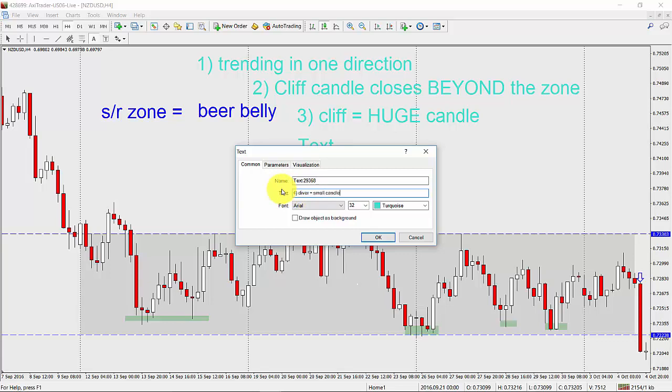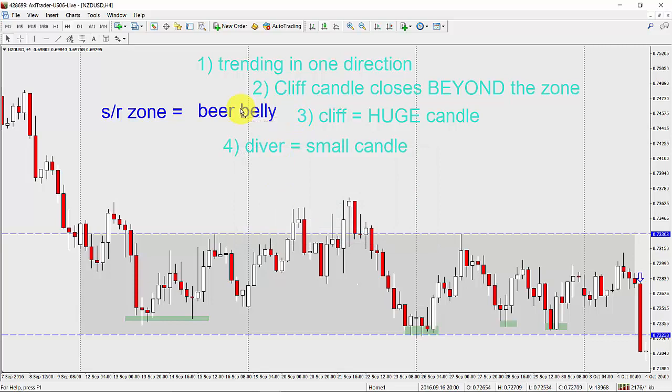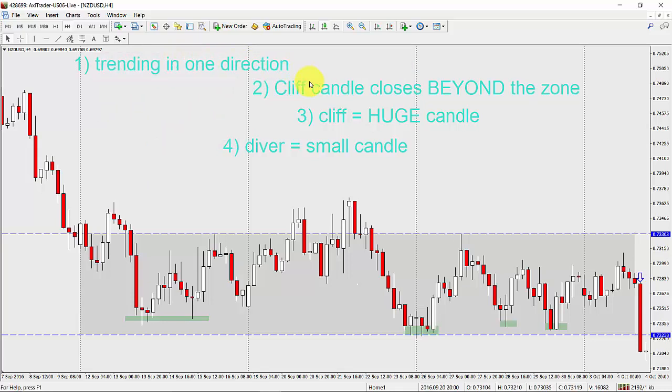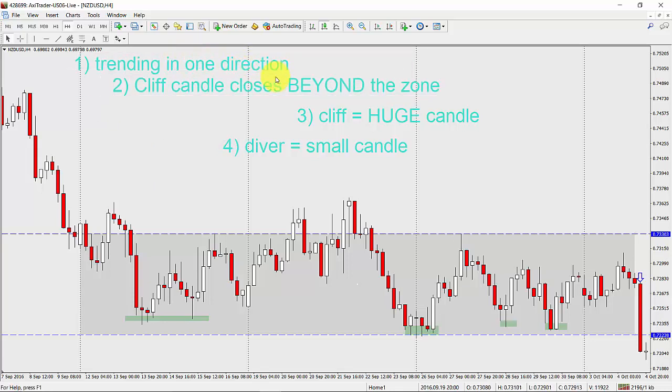The diver is a small candle. So if there's ever any doubt, I'm going to get rid of the beer belly stuff because we already covered that. It's kind of messing up my game here. Okay, cool.